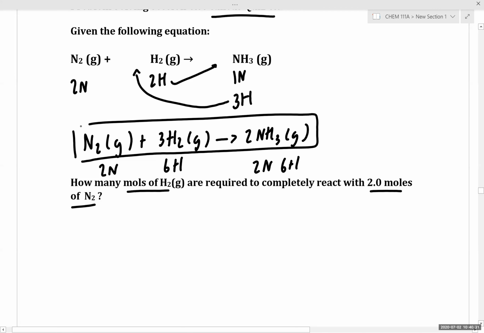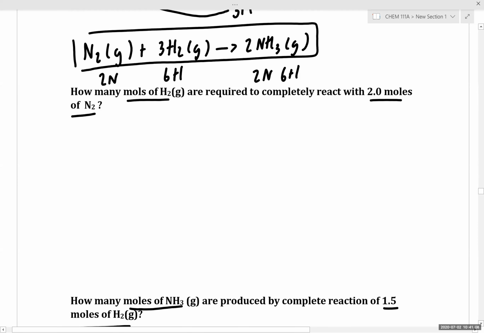So now let's take a few minutes and let's try to compute the moles of hydrogen required to completely react with 2 moles of nitrogen. And make sure to double check your reaction coefficients when you're making your mole to mole ratio. And we'll discuss this example in about another 2 to 3 minutes. So now that we have the chemical formula, we can apply our balanced equation to perform the following 2 mole to mole conversions.